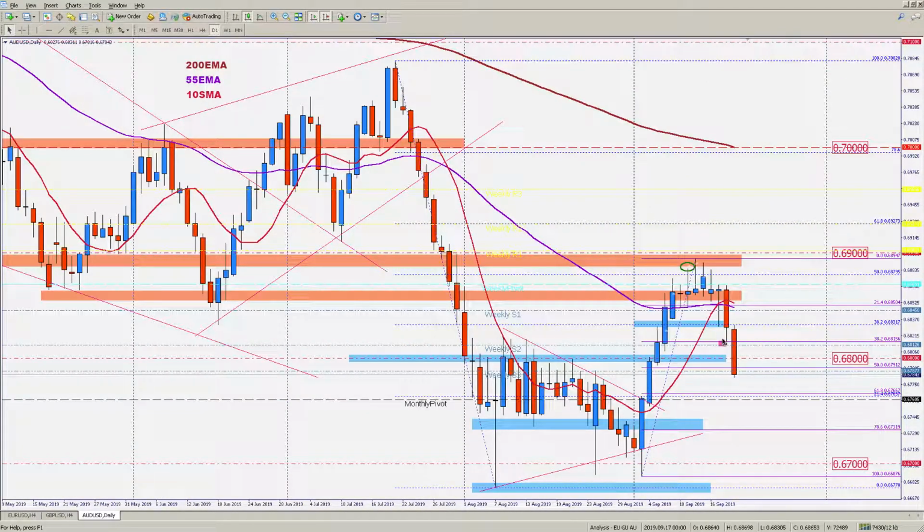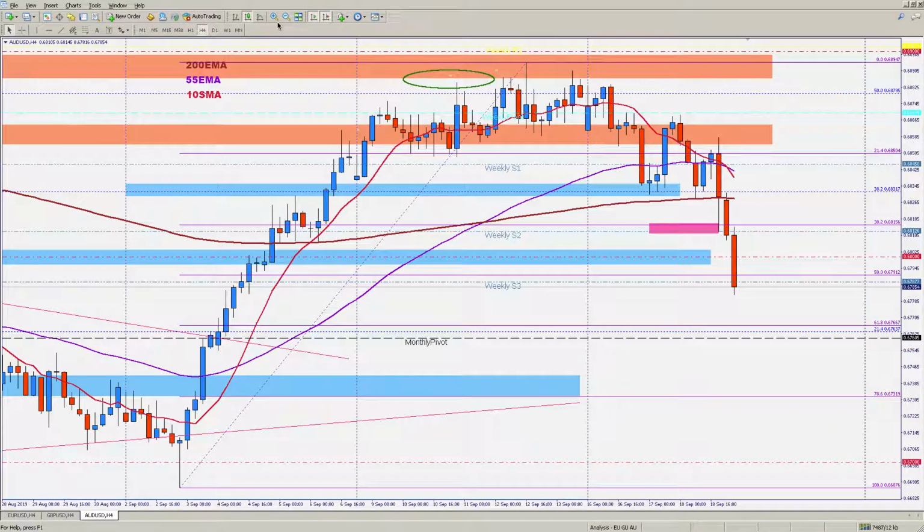And yesterday was a bearish day after the Fed announcement as well, and it fell to hit the weekly S2 pivot level, and subsequently today it has weakened further and fallen to the weekly S3 pivot level already, and just past the 50 fib retracement level at just below the 0.6800 level. Let's switch to the 4-hour time frame.